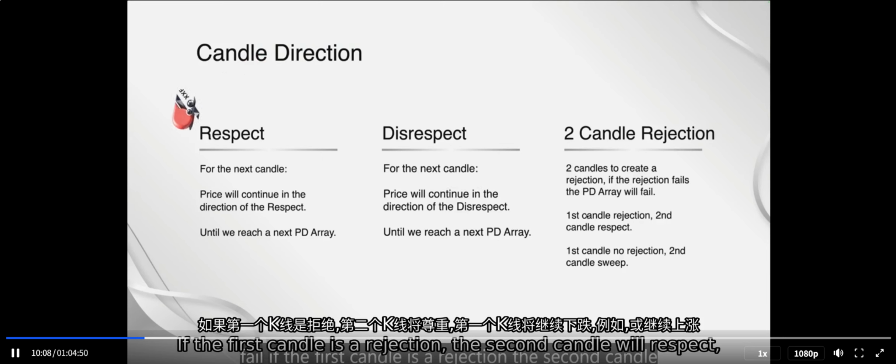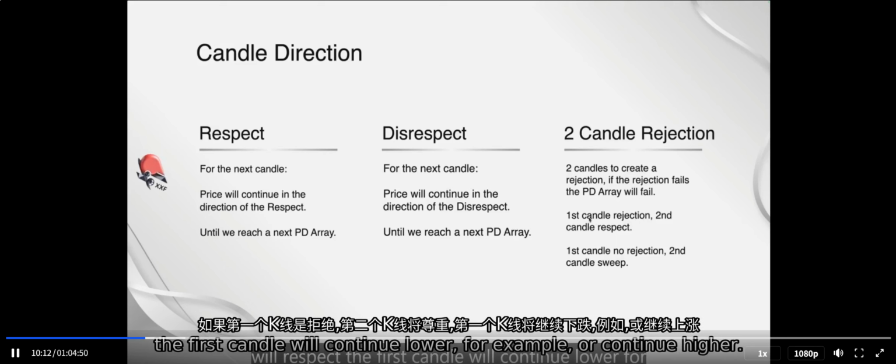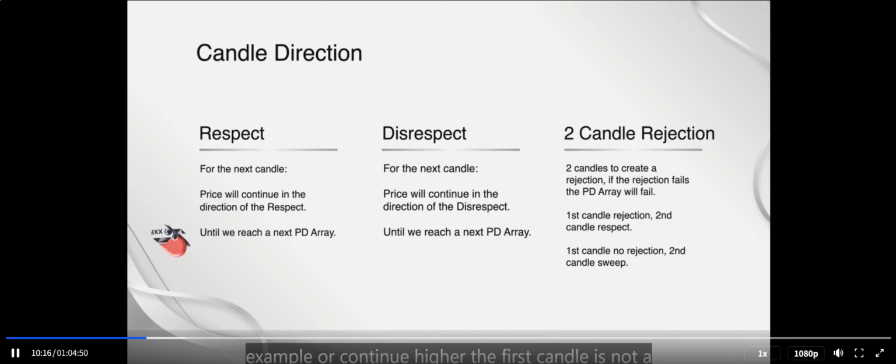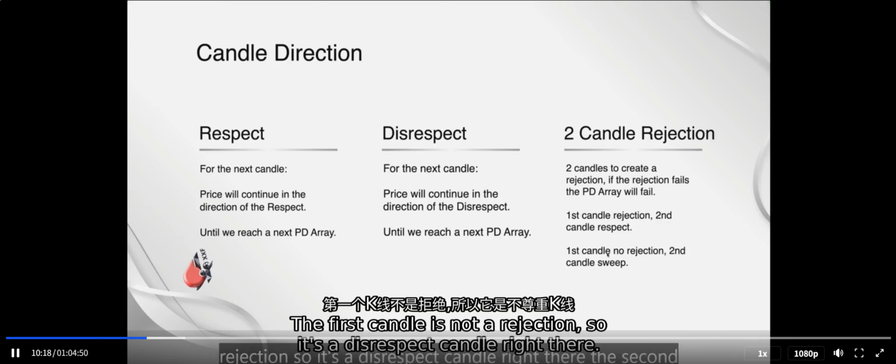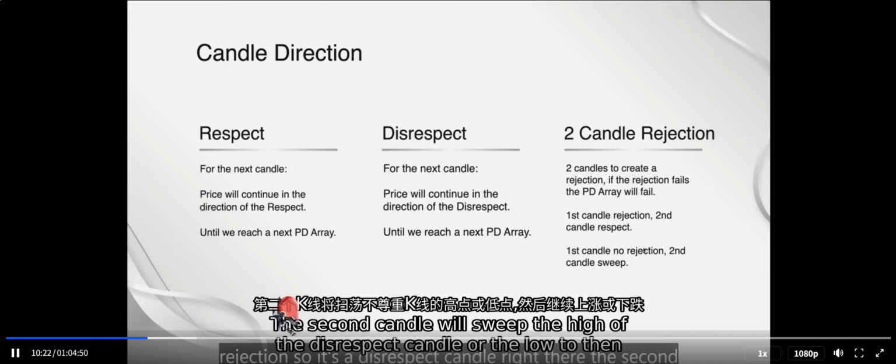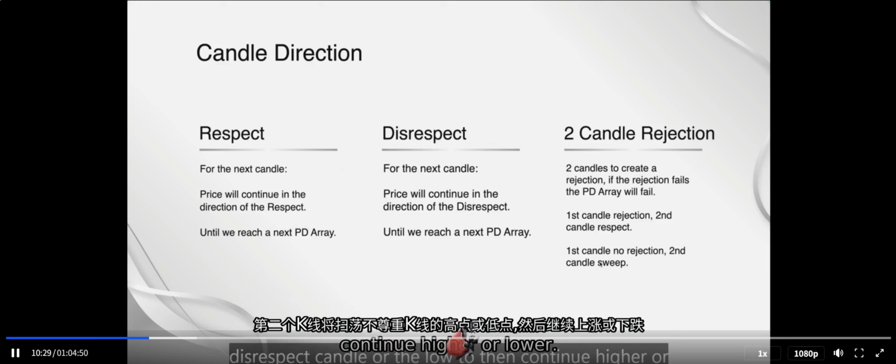If the first candle is a rejection, the second candle will respect the first candle, will continue lower, for example, or continue higher. The first candle is not a rejection, so it is a disrespect candle right there. The second candle will sweep the high of the disrespect candle or the low to then continue higher or lower.